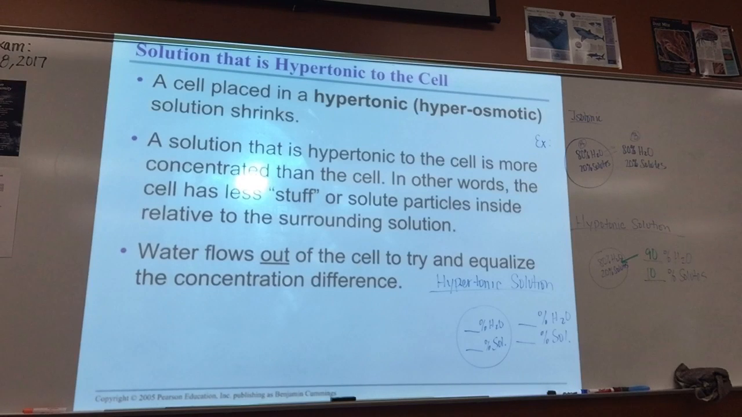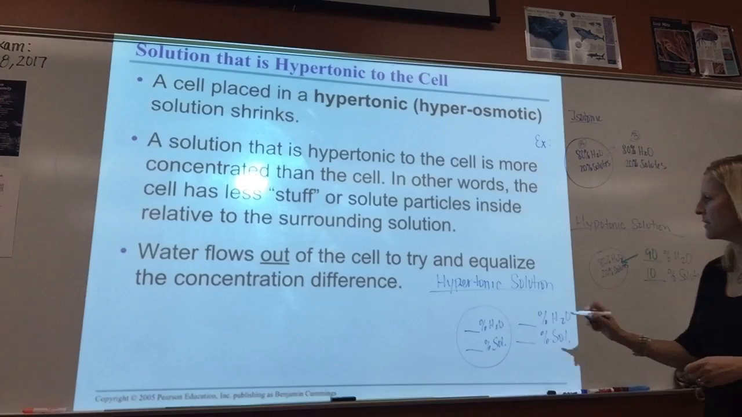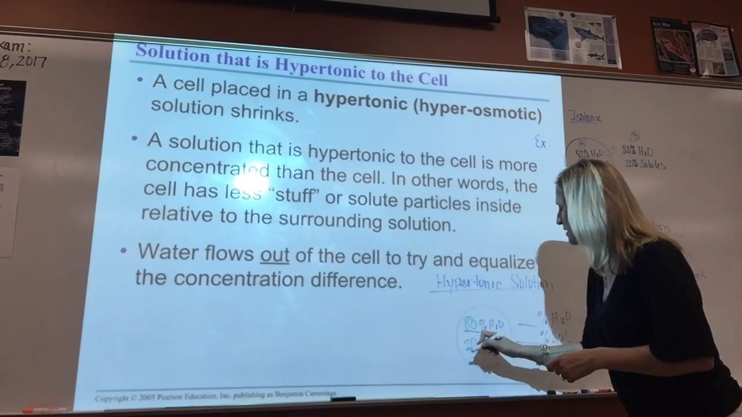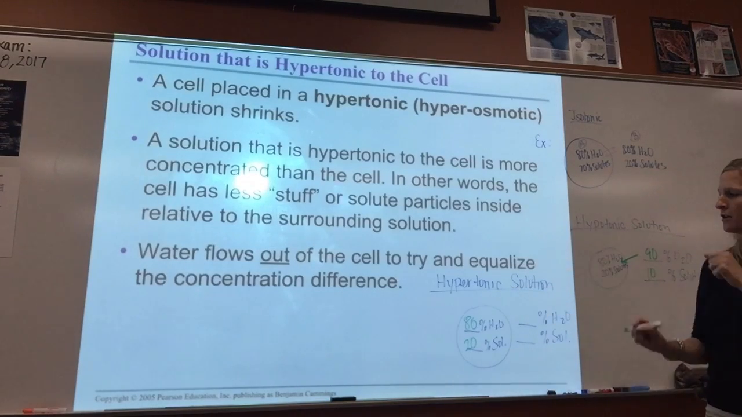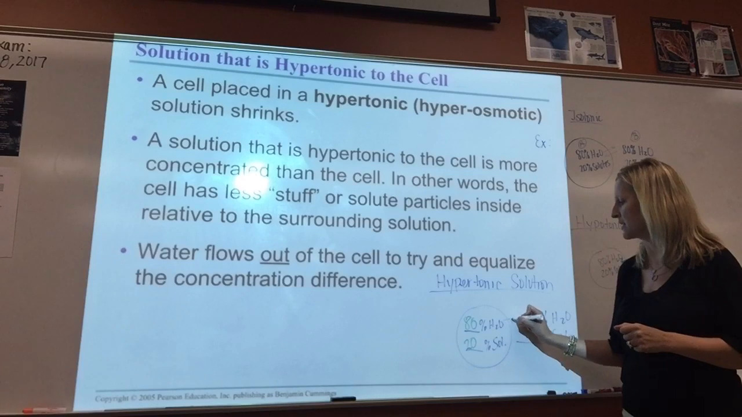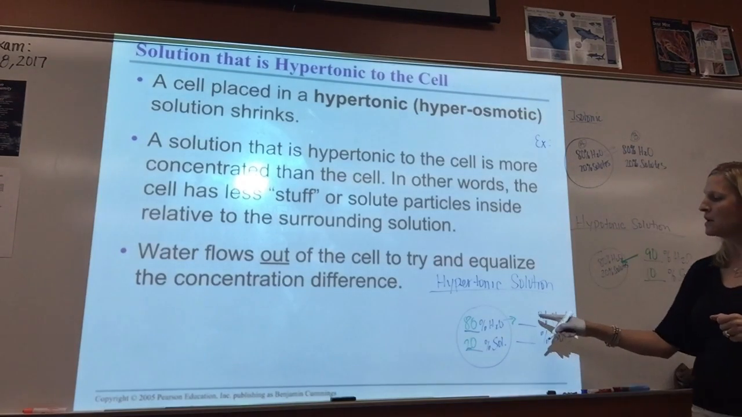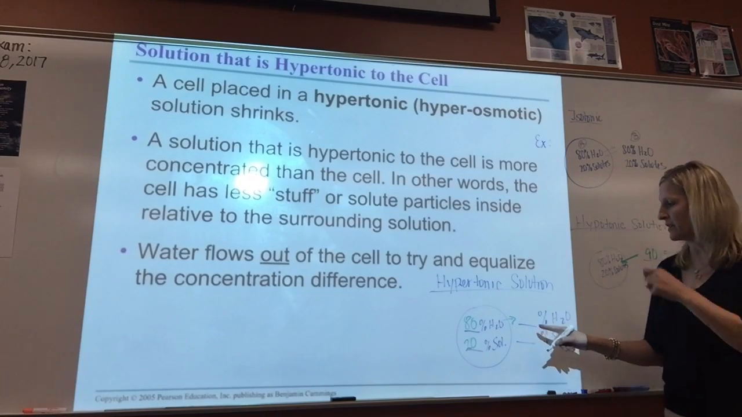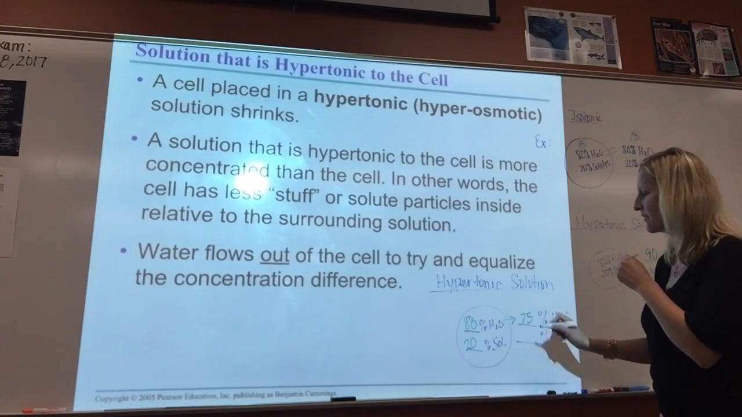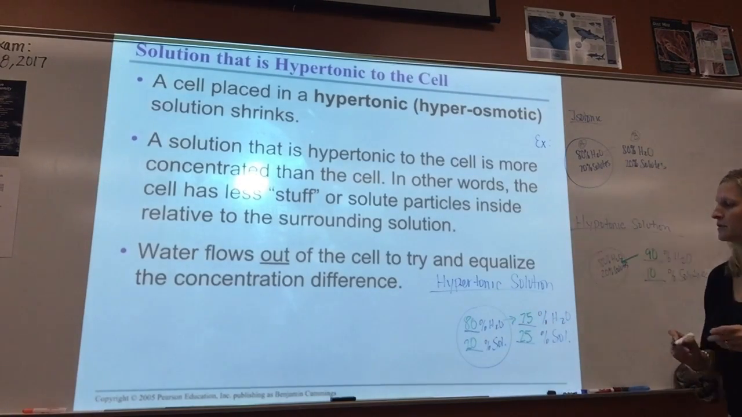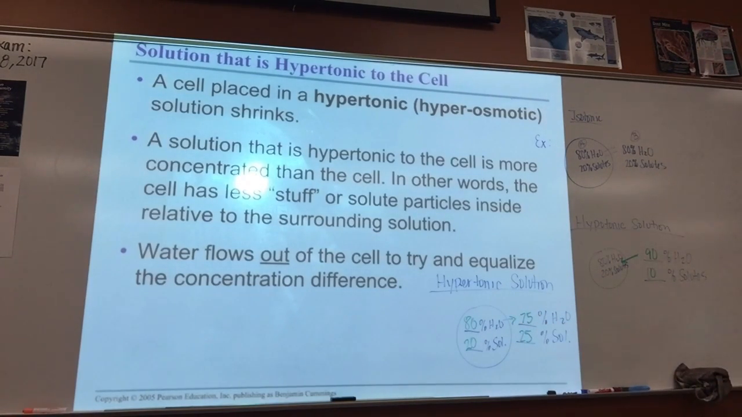So if I kept the inside of the cell as 80-20. It says water flows out of the cell when a cell is placed in a hypertonic solution. So water is going to diffuse out, so therefore the percentage of water on the outside should be lower. I could do 75. It doesn't have to be much lower, and then I get 25. And so that is your hypertonic solution.